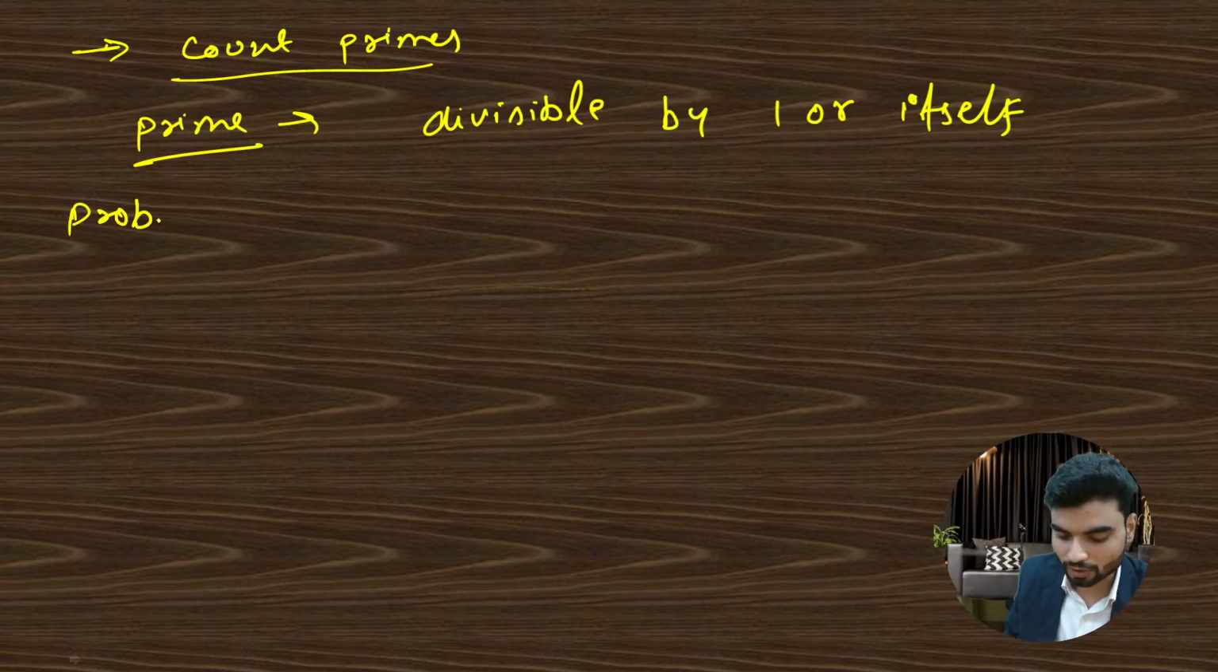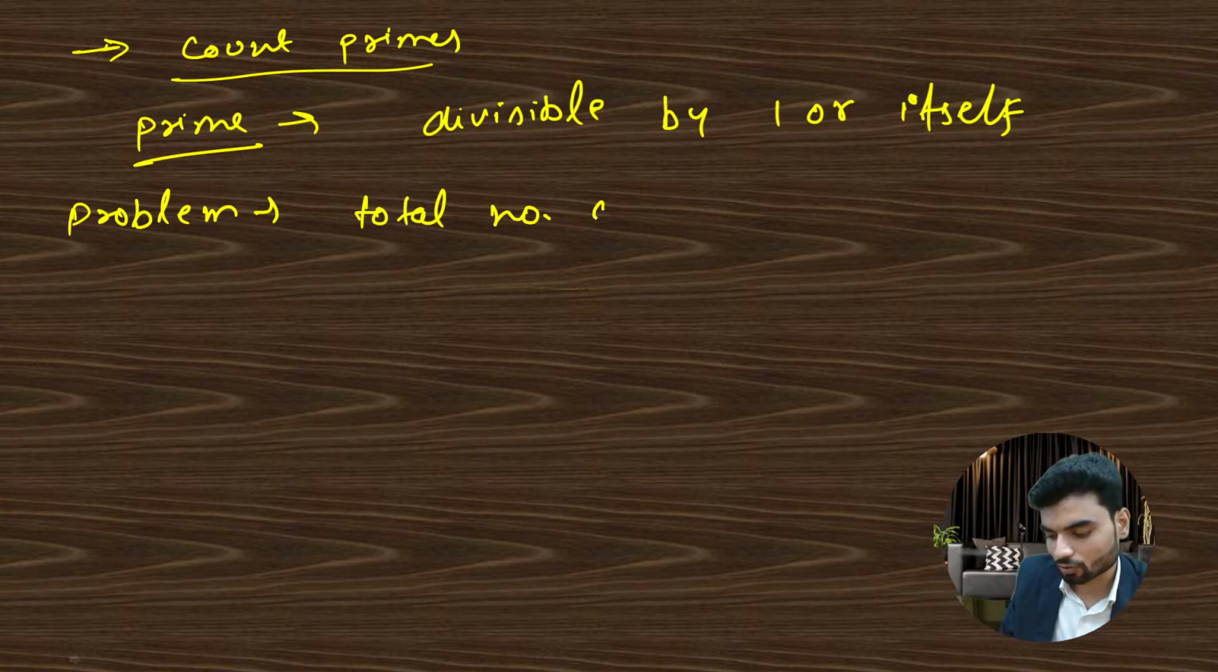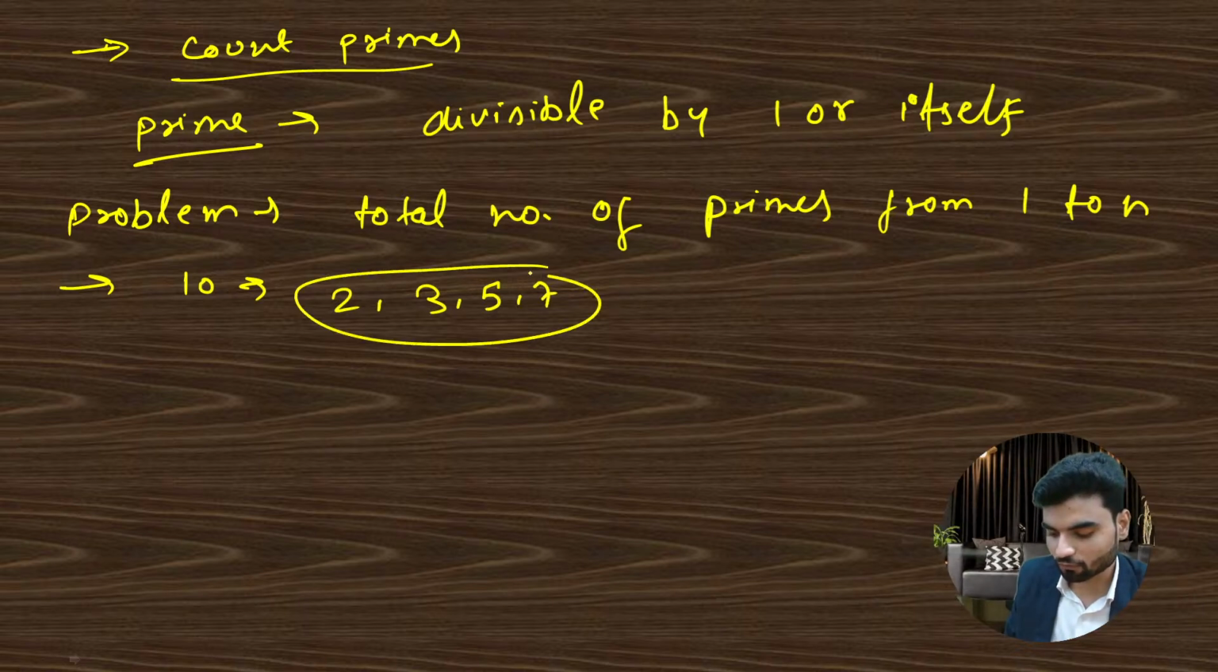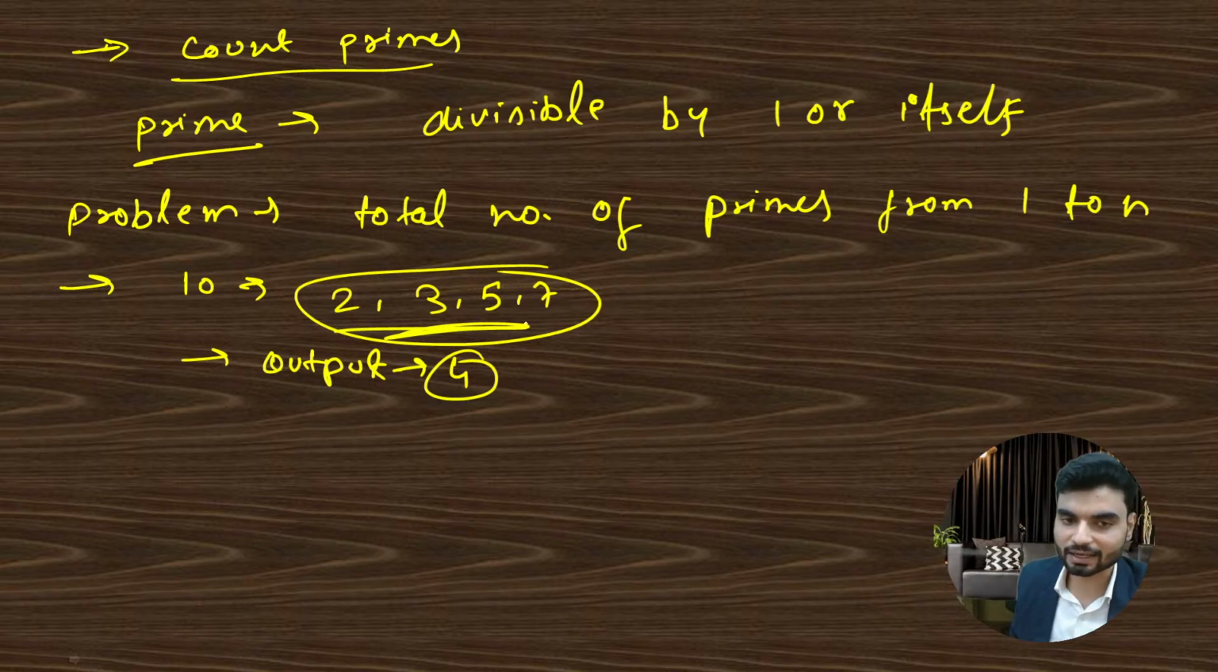Our problem is we want to calculate the total number of primes from 1 to n, where n is excluded, right? For example, we had 10. How many prime numbers are there? There are 2, 3, 5, and 7. So a total of 4 primes are there, so the output should be 4. Why? Because there are only 4 primes. So that was the problem statement that we understood, right?